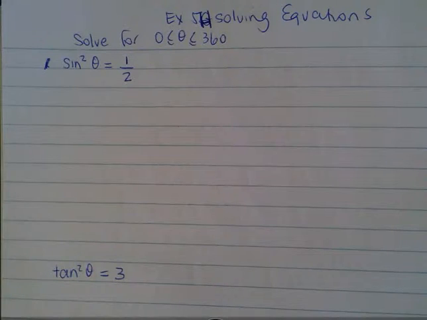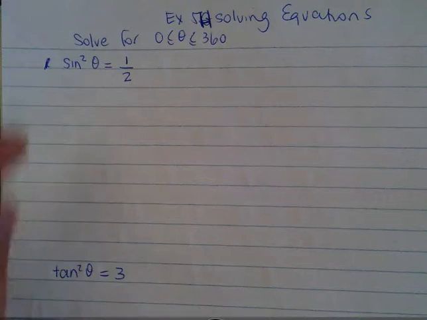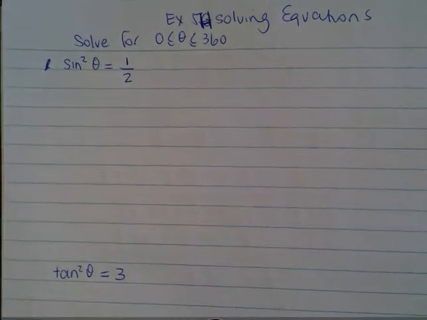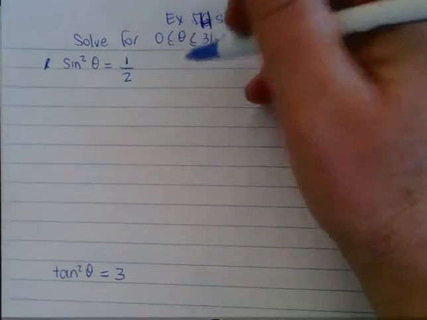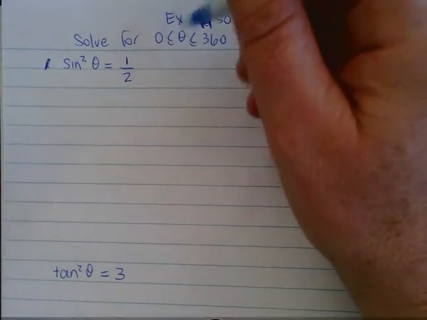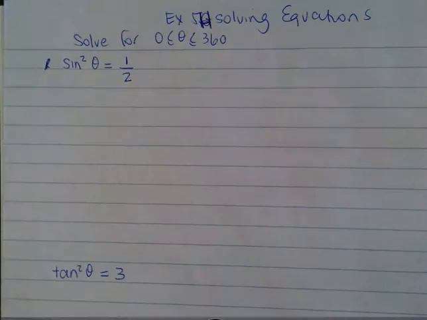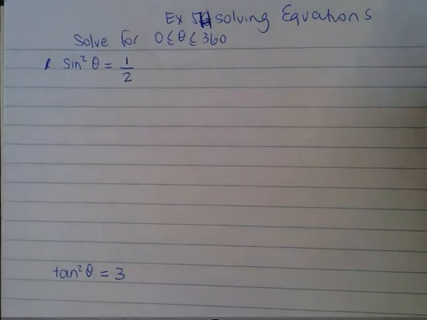Girls, exercise 5H, solving equations. This type actually doesn't appear in the exercise, but it's in the chapter review, so I think there's just a bit of a miss. But you may be asked this type of equation. All right, so sine squared theta is a half.